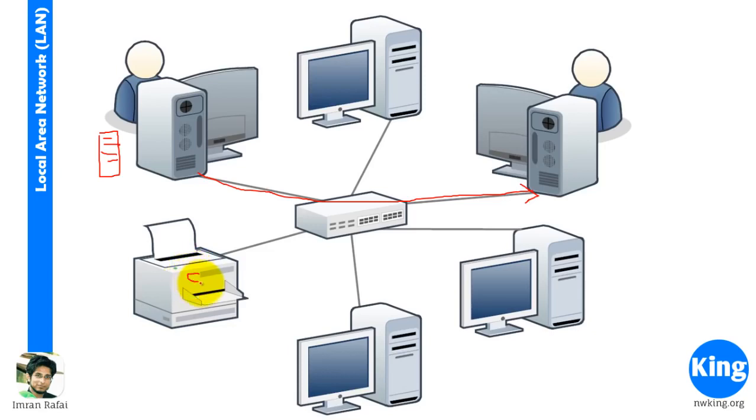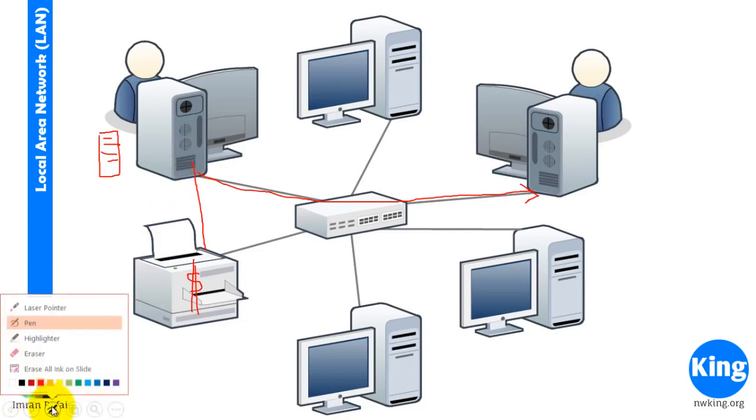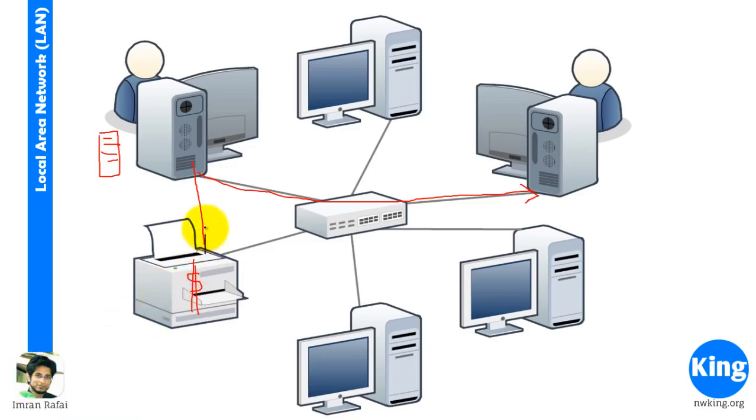Another critical reason why people use networking is because of devices like this. Maybe let's assume that this was a very expensive printer or scanner that the company invested in. If networking was not available, the way this device would be connected is to this. Let me change the color, okay, let's use black. It would have had to be connected directly to the computer.